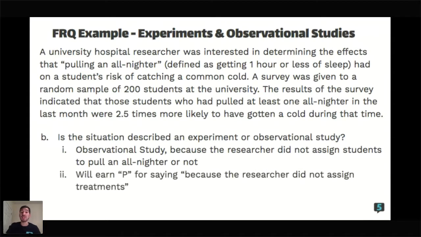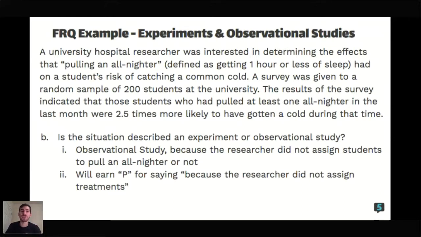Okay? You will earn a P if you just say something vague like, we did not assign treatments. Okay, it's important to get that full E, the essentially correct credit that you want to get. You want to say that we didn't assign whether or not to pull an all-nighter. That makes it clear that's the treatment being assigned.